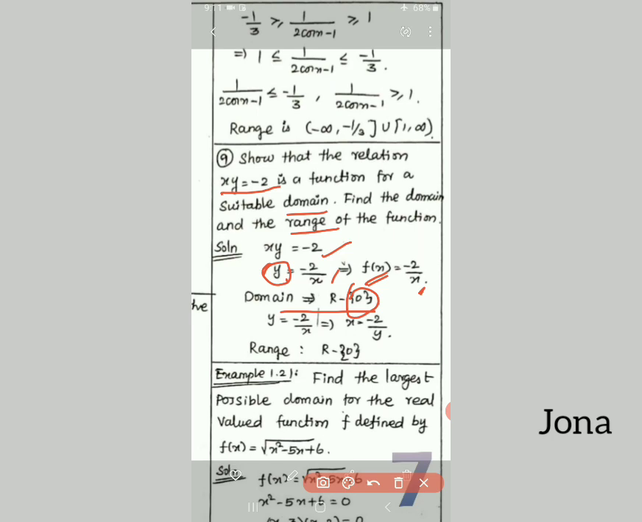Okay. So y equal to minus 2 by x. From this I can say x equal to minus 2 by y. Both things we can take this. Okay, we can cross multiply and get this value for x also. So here the range is also R minus 0 only.